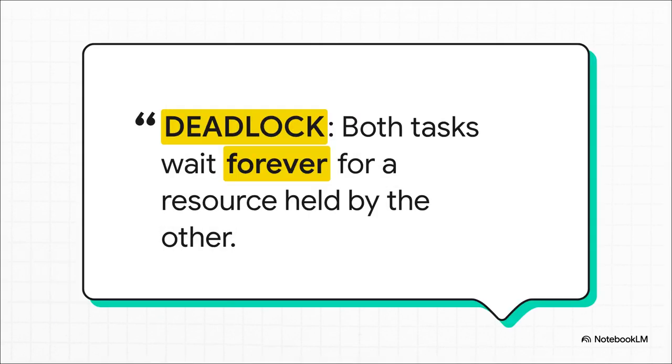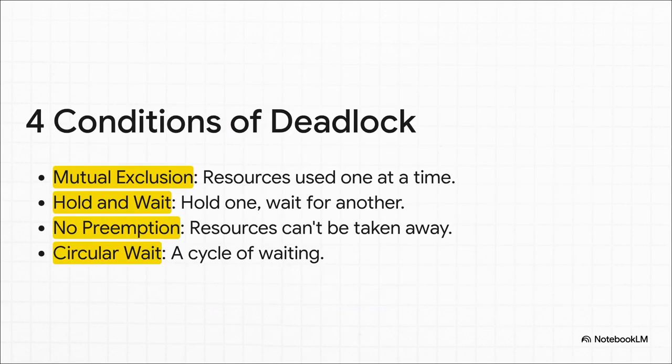And now they're both stuck, just frozen. Neither one can move forward because each one is waiting for the thing the other one is holding. This is a deadlock. It's the ultimate digital traffic jam, and the whole kitchen just stops. And look, this isn't just some random bad luck. For a deadlock to happen, you need these 4 things to be true all at once.